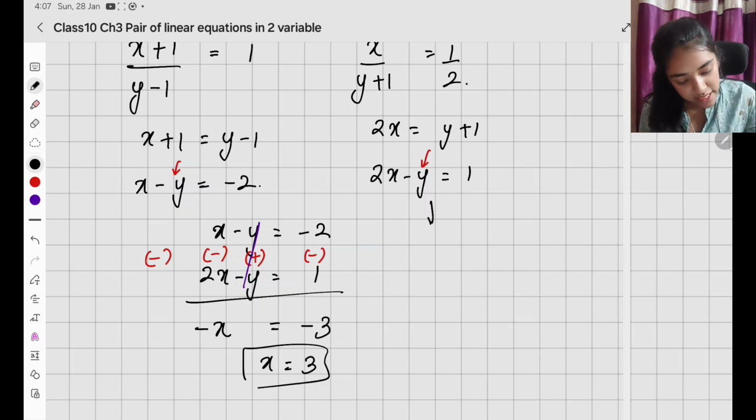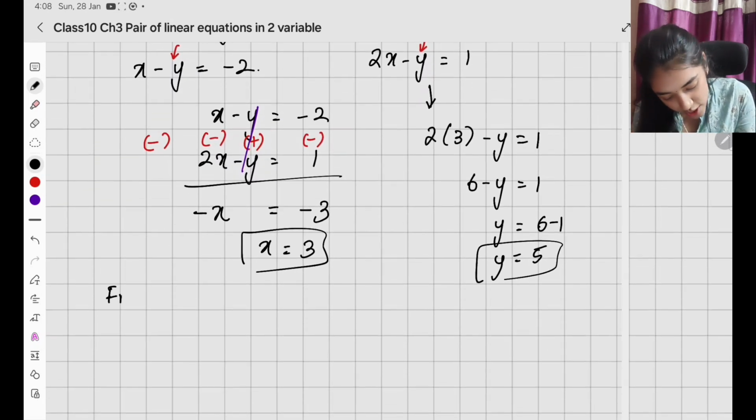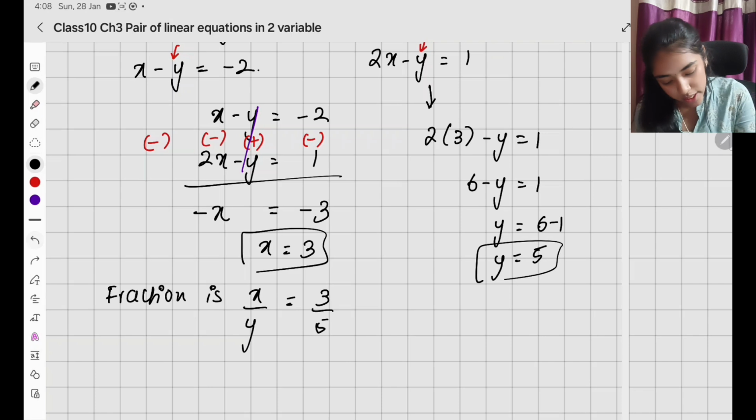If x equals 3, what is the y value? We have 2 into 3 minus y equals 1, 6 minus y equals 1, y equals 6 minus 1 which is going to be 5. Okay, now we have found x and y. So the fraction is x divided by y, which is 3 divided by 5. Okay, so this is our fraction. Please copy.